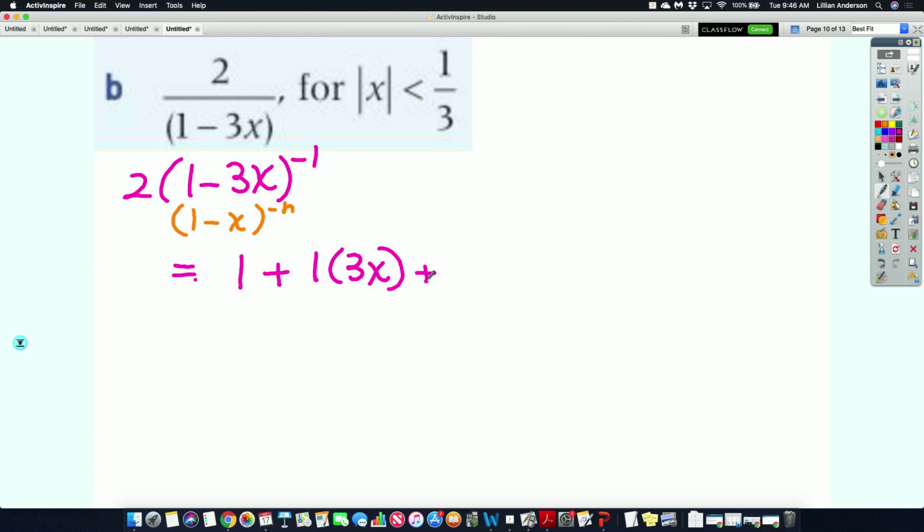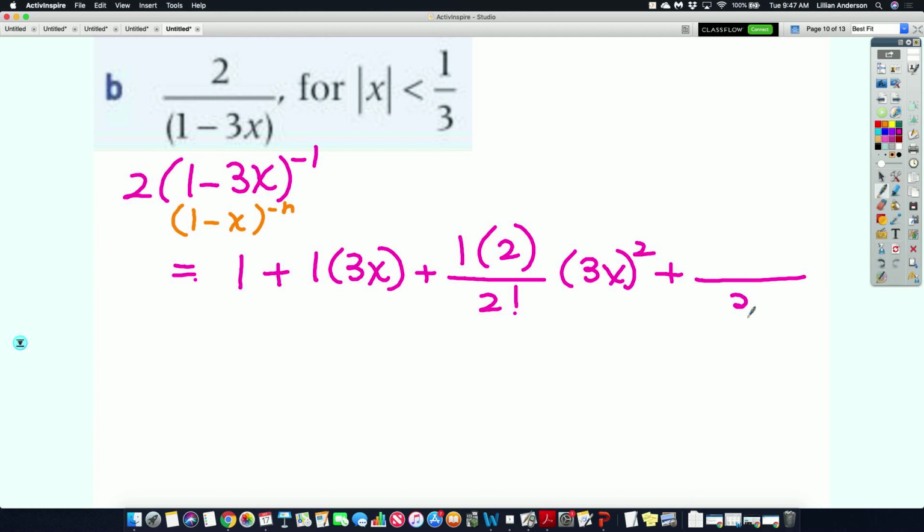Plus, then it goes into the fraction with the 2 factorial on the bottom. But what's on the top? n plus 1. 1 plus 1, which is 2. Then it says x to the second power, correct? So 3x, that quantity squared. All I'm doing is I'm using the formula.